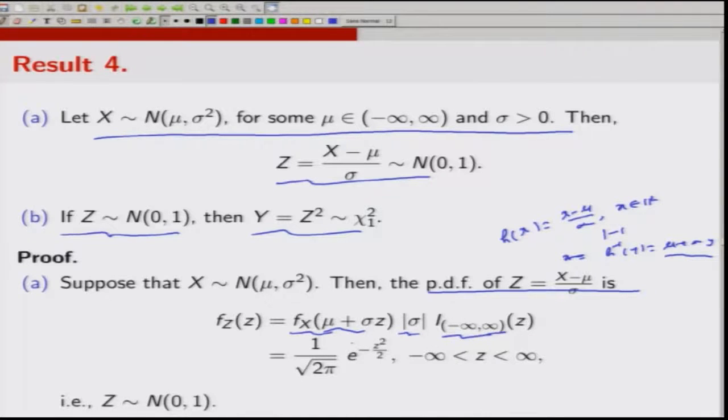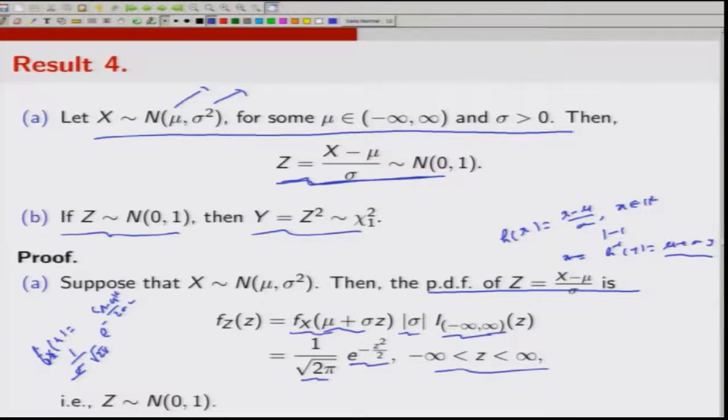And this, if you put it over here, because f_X(x) is 1 by sigma root 2 pi e to the power minus (x minus mu) whole square by 2 sigma square. In place of x, put just mu plus sigma z, so it becomes sigma square z square, and sigma square gets cancelled, so e to the power minus z square by 2. This sigma gets cancelled with the Jacobian term, so 1 by root 2 pi. So what it suggests is if you have a normal mu sigma square distribution, you can convert it into normal 0, 1 through this transformation, that is, subtract the mean and divide it by the standard deviation. It's worth noting over here that for normal distribution mu and sigma square, mu is nothing but the mean and sigma square is nothing but the variance.